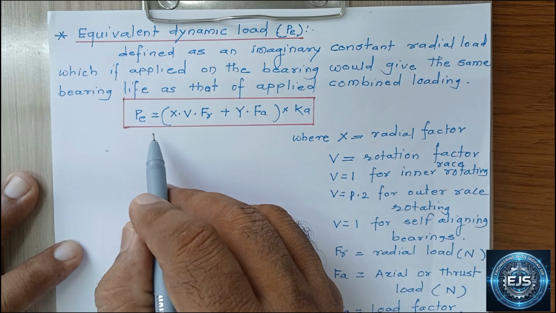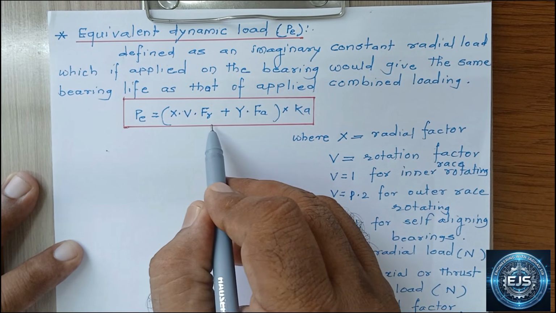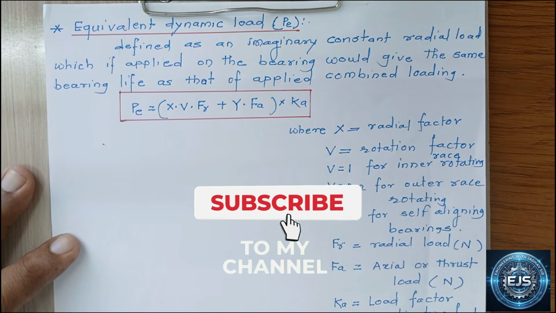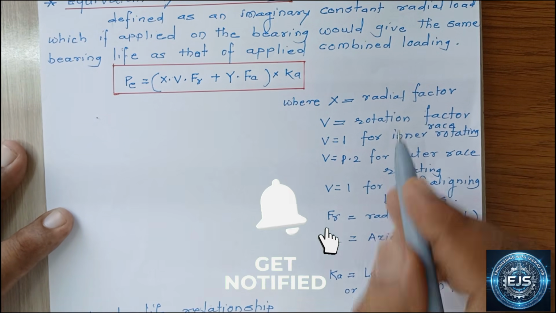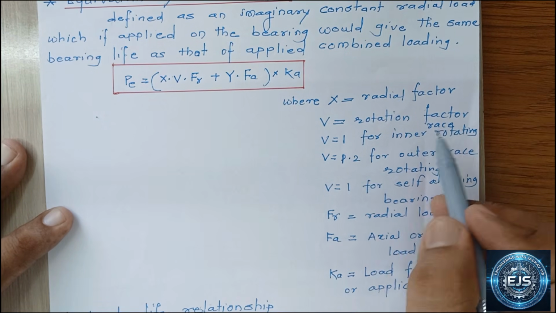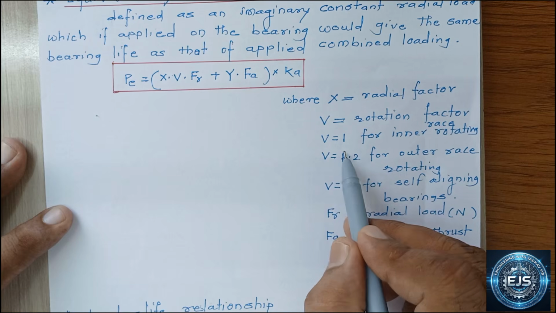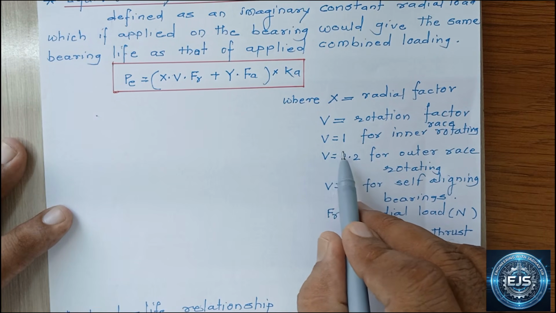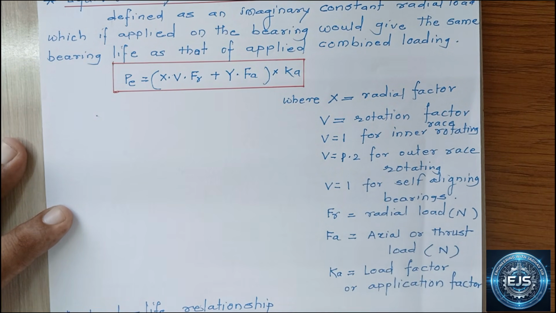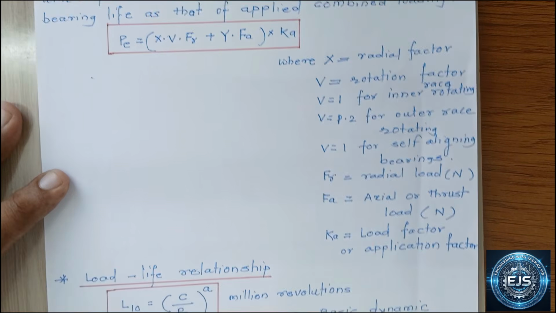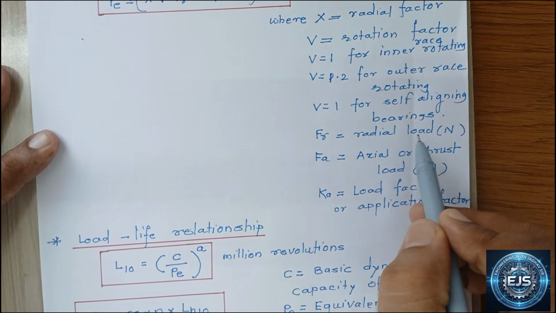So equivalent dynamic load is calculated by PE = (XVFR + YFA) × KA. Where PE is the equivalent dynamic load, in Newton or kilonewton. X is the radial load factor. V is the rotation factor. V is equal to 1 for inner race rotating. In most bearings, the inner race is the rotating part and the outer race is stationary. So in most bearings, V is equal to 1. So V is equal to 1 for inner race rotating. If outer race is rotating, then V is equal to 1.2. And also V is equal to 1 for self-aligning bearing.